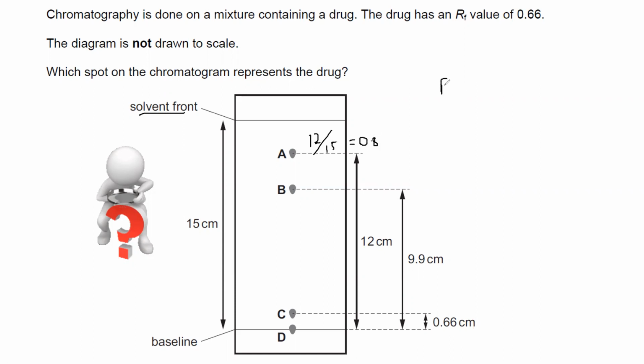The formula to calculate the RF value is the distance moved by the spot divided by the distance moved by the solvent. I write it in short here. So for A, spot A moved 12 centimeters and the solvent moved 15 centimeters. So 12 divided by 15 is 0.8. What about B? The distance moved by B from origin. So the distance moved by B is 9.9.